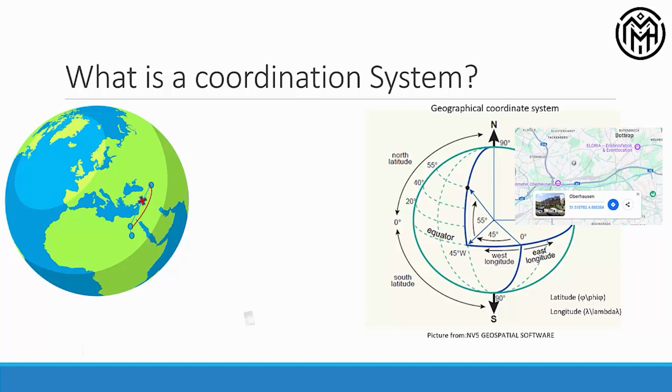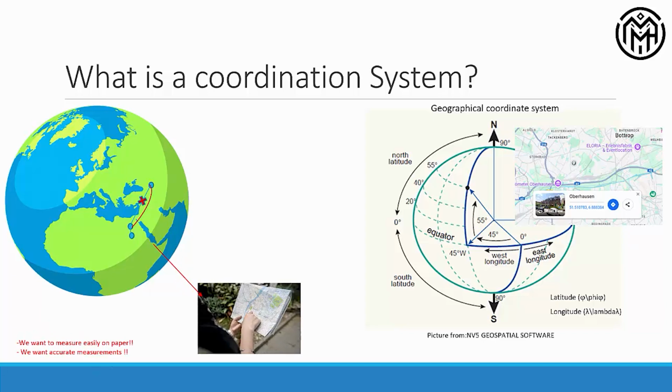However, we still need to measure easily on paper. It doesn't make any sense that every time I need to make measurements, I walk around with a spherical shape and do my measurements on it. And we want those measurements to be accurate. I want to work in 2D, but also in an accurate way. So how to do this?